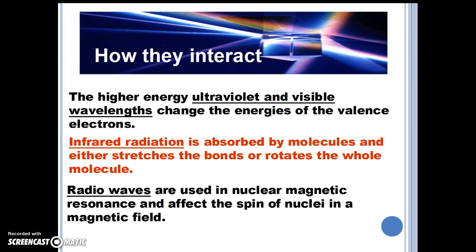Radio waves are used in nuclear magnetic resonance studies, and they're going to affect the spin of nuclei in a magnetic field. It can actually turn the nucleus upside down and make it spin in the opposite direction. And of course, that also would be a quantum effect.